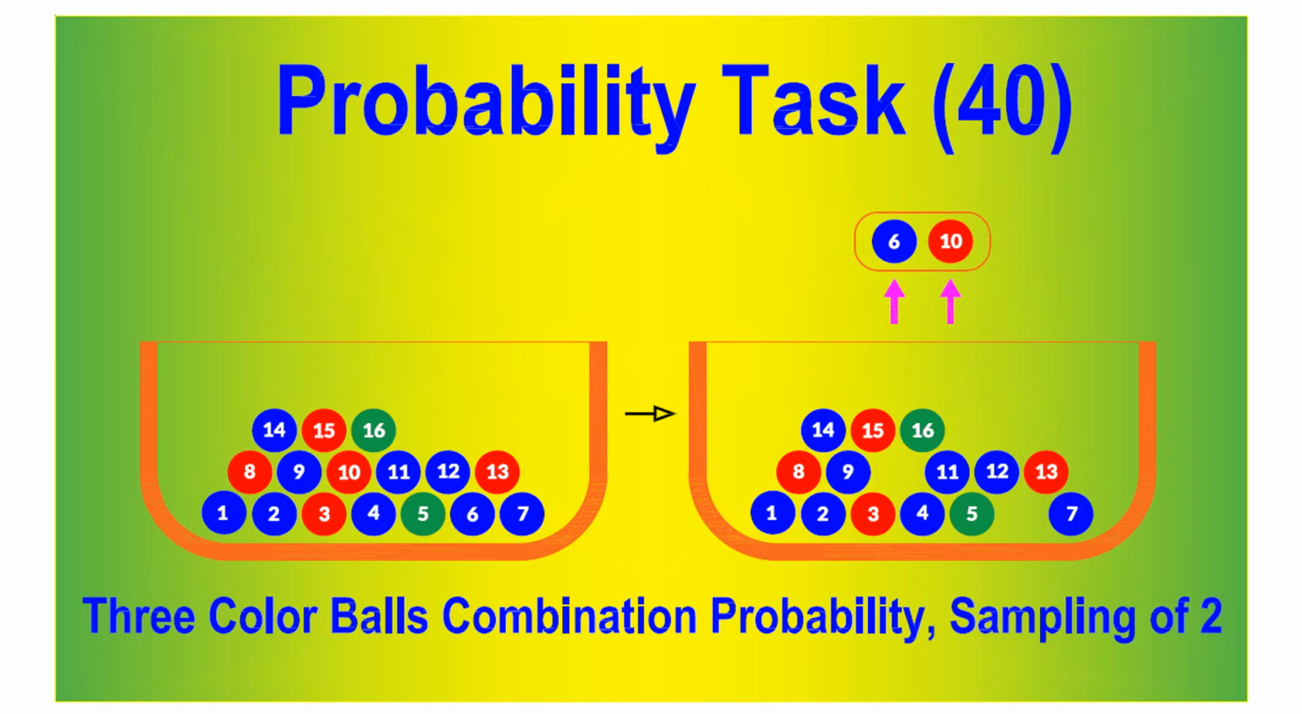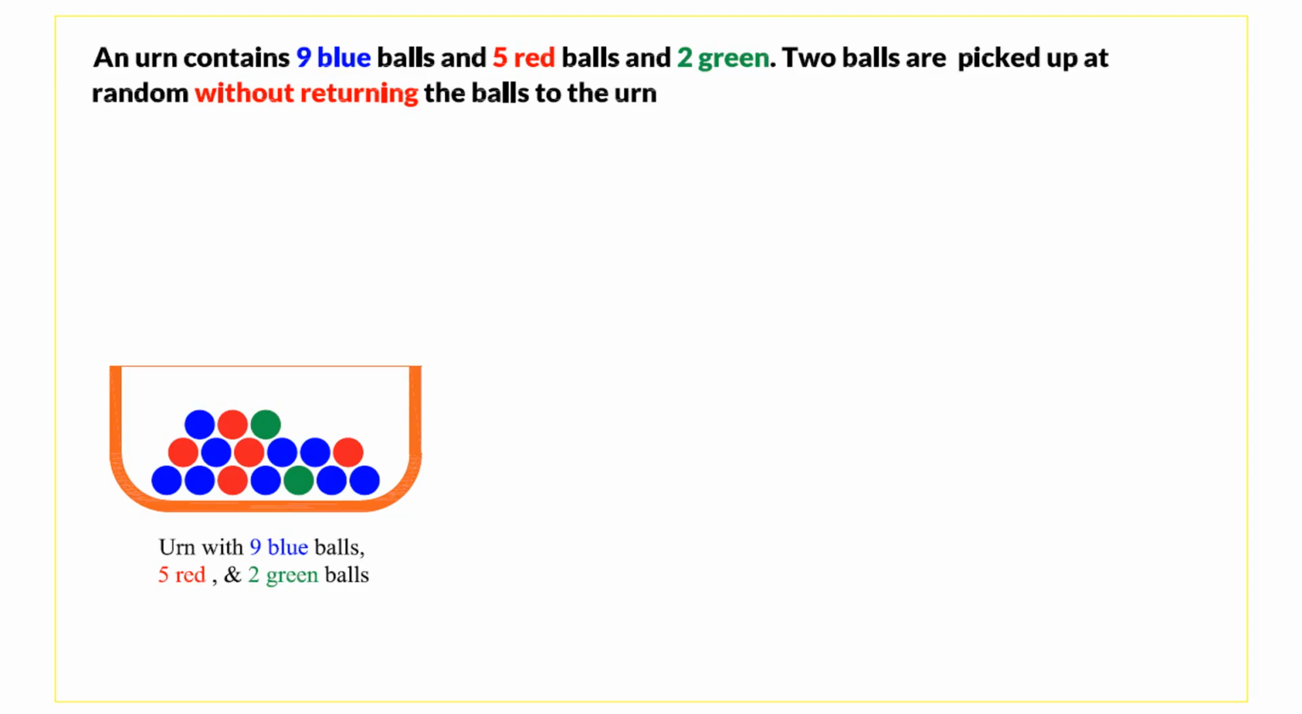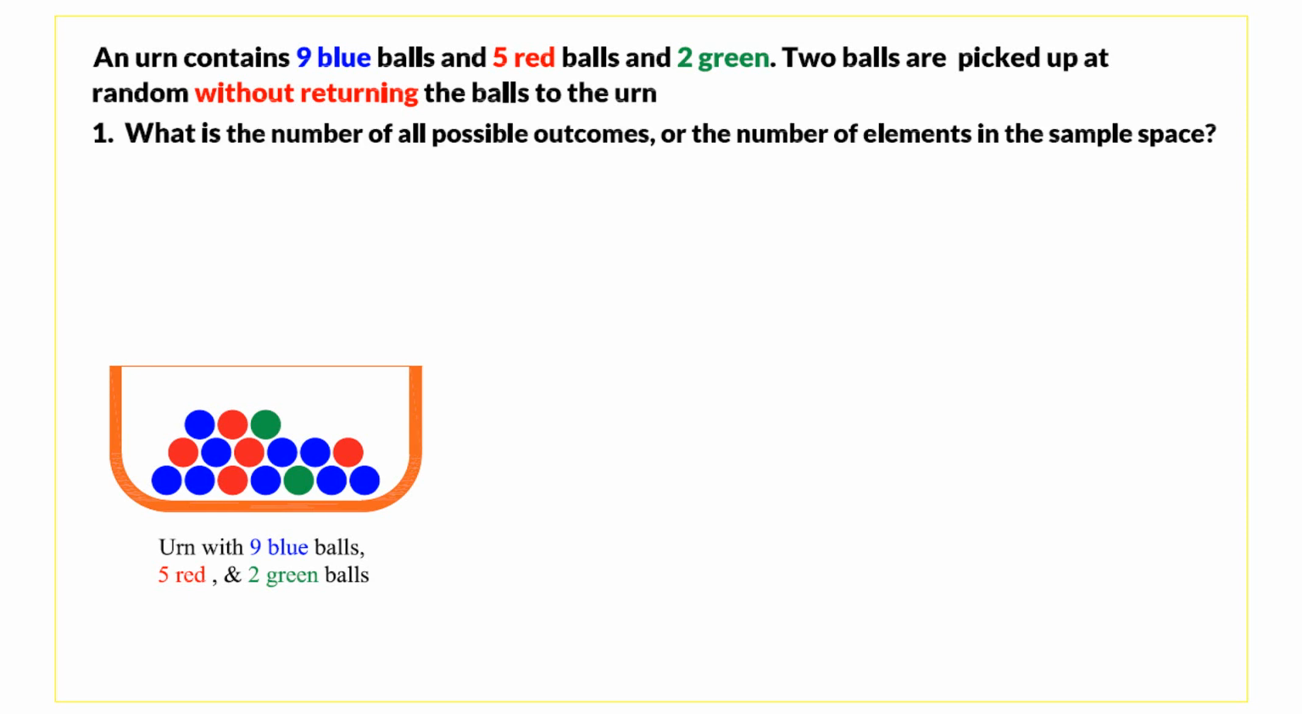In this video, we will study 3 color balls combination probability with a sampling of 2. An urn contains 9 blue balls, 5 red balls, and 2 green balls. 2 balls are picked up at random without returning the balls to the urn. So the question is, what is the number of all possible outcomes or the number of elements in the sample space?